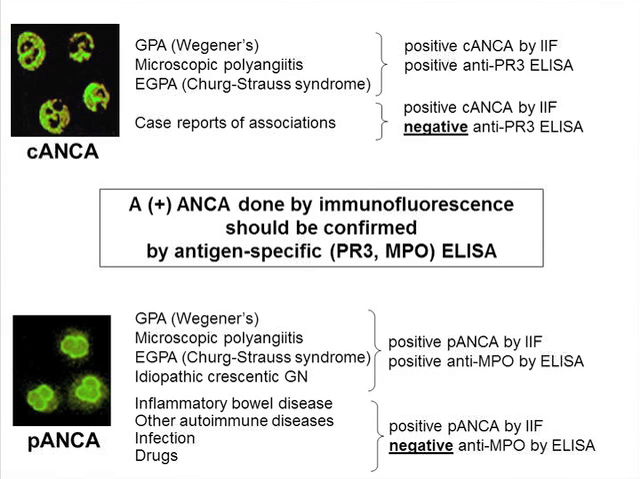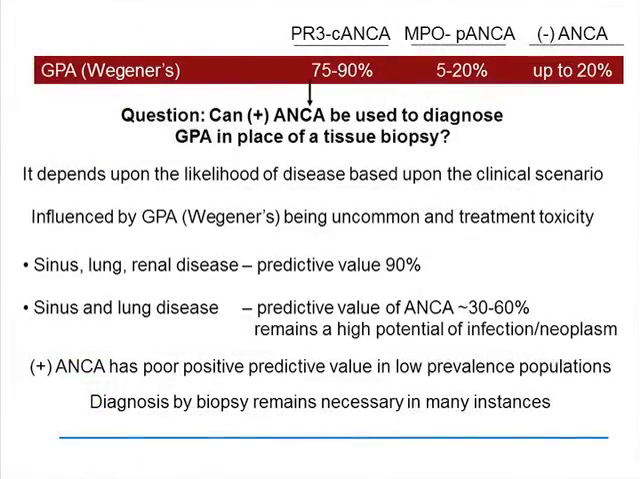This becomes even more important in the case of p-ANCA, which once again are vasculitic diseases. We would expect to see a match between a positive p-ANCA and a positive anti-MPO. But there are a broad range of known p-ANCA associated diseases in which a negative MPO will be seen, and this includes in the setting of inflammatory bowel disease, other autoimmune diseases, infections, and potentially medications. So for this reason, a positive ANCA that is done by immunofluorescence should be confirmed by doing antigen-specific proteinase 3 and myeloperoxidase ELISA testing in order to know how to optimally interpret these results.